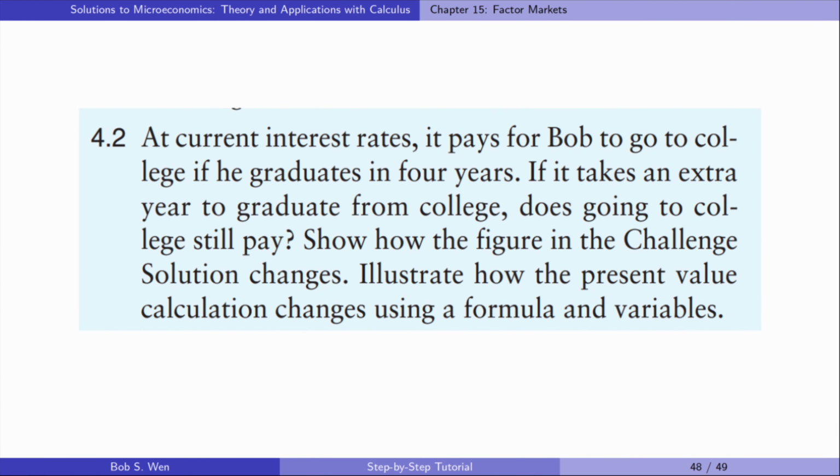Let's go to exercise 4.2. At current interest rates, it pays for Bob to go to college if he graduates in 4 years. If it takes an extra year to graduate from college, does going to college still pay? Show how the figure in the challenge solution changes. Illustrate how the present value calculation changes using a formula and variables.